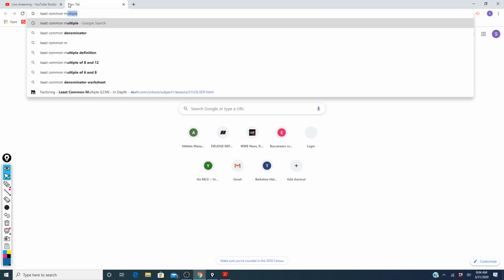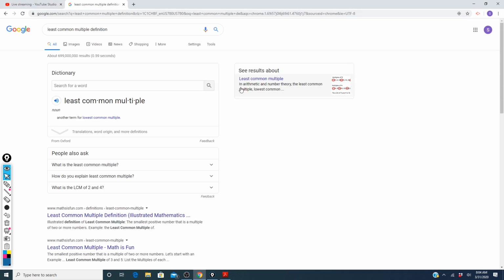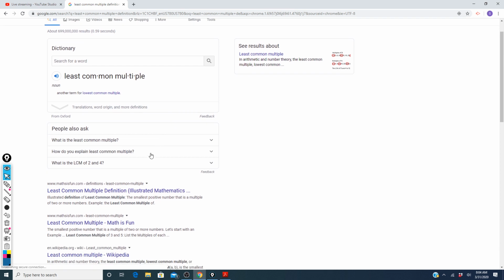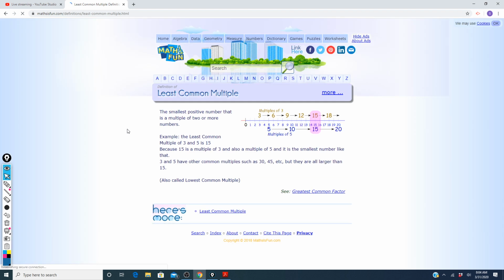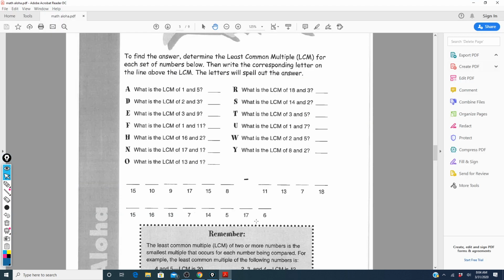Least common multiple definition. If you look at this, least common multiple is the smallest positive number that is a multiple of two or more numbers. We'll talk about the example in a second. Like I said, the smallest positive number that is a multiple of two or more numbers. So what does that mean? Because obviously that can mean many different things.